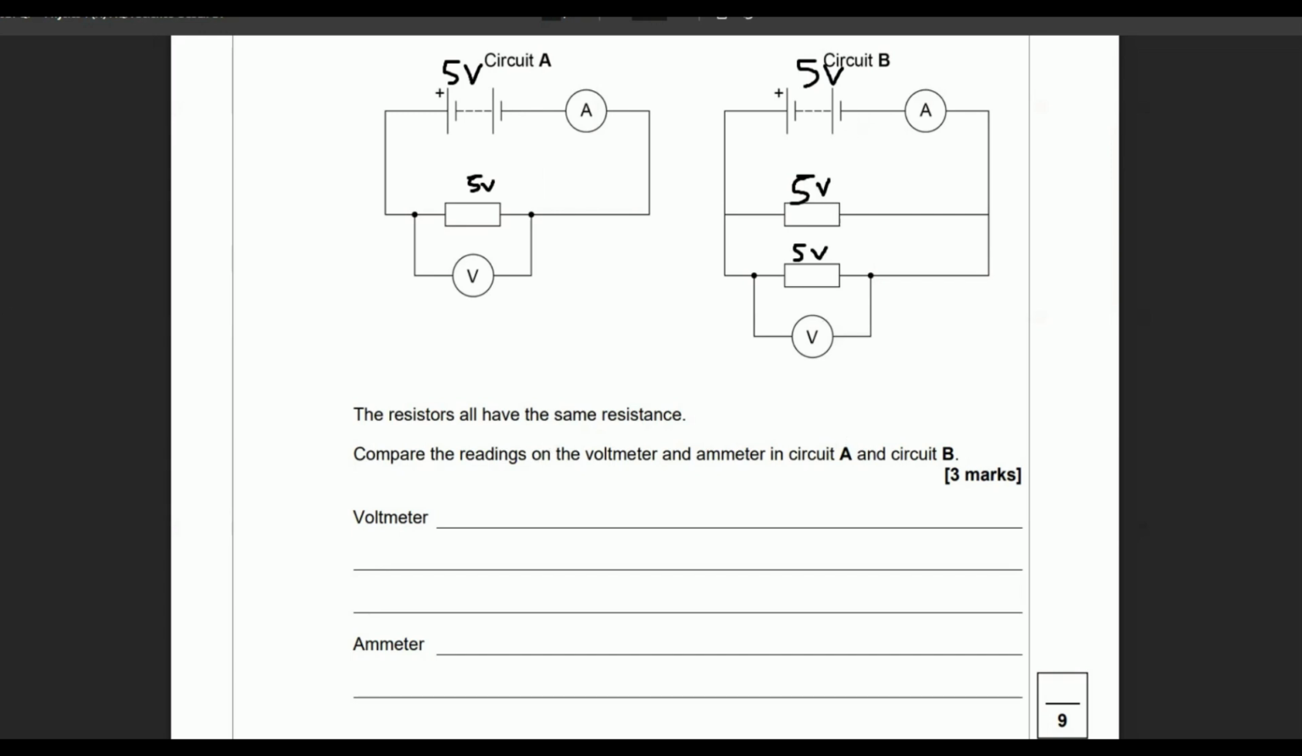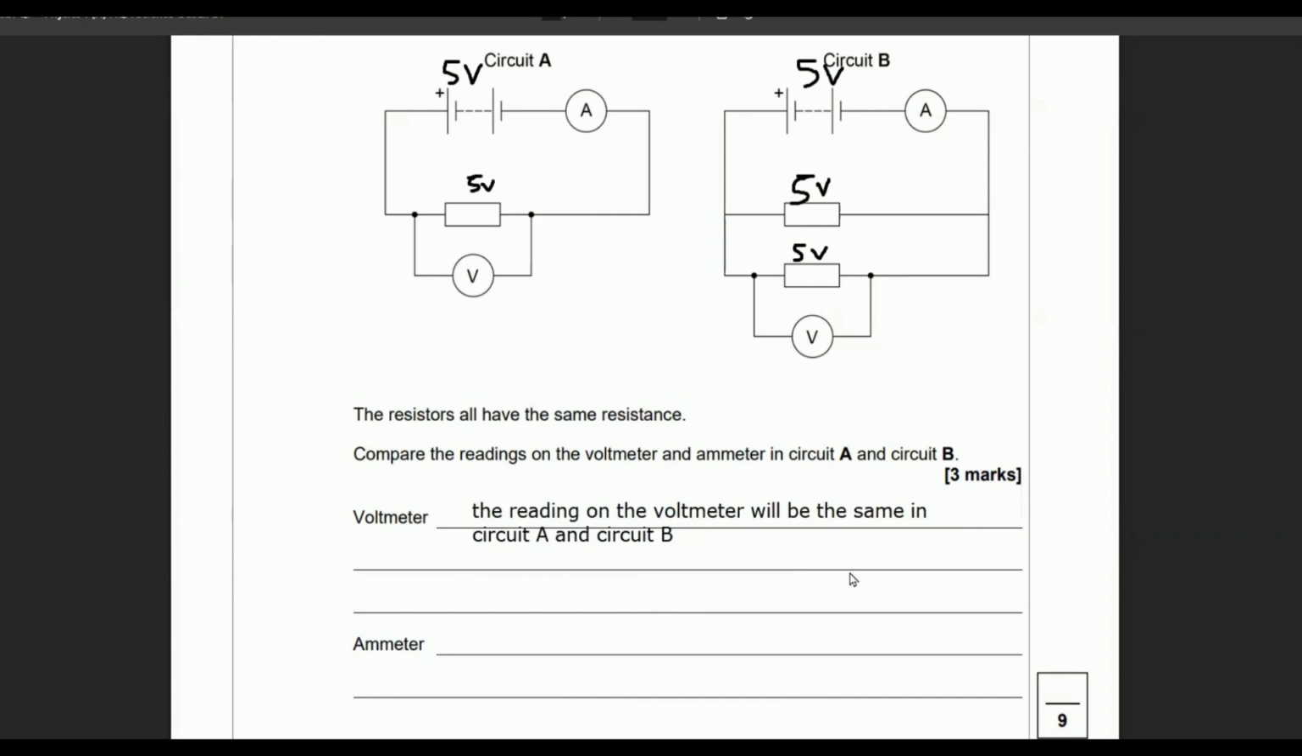So we can make the comment that the reading on the voltmeter will be the same in circuit A and circuit B. Oh my gosh, spelling mistakes again. So the readings are going to be the same everywhere for voltage here. Although in series circuits, if you increase the number of resistors, the voltage would go down, but not in a parallel circuit. Voltage always stays the same as what it says on the battery.